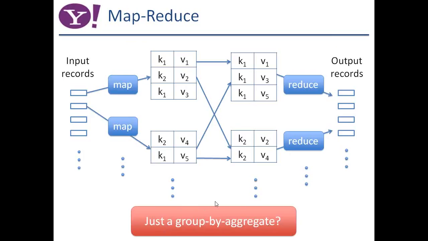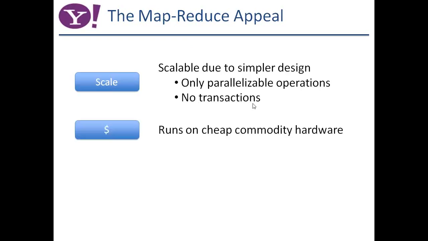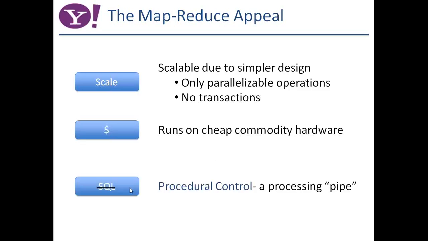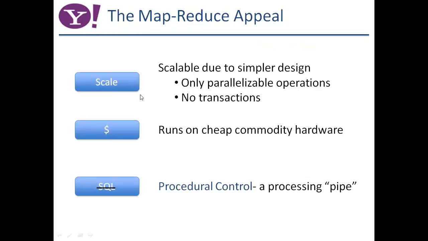Group by aggregate. If I want to do something called a group by aggregate, that is not possible, right? If I want to group records, or apply aggregate calculations, this is something which is not possible with the help of your MapReduce. It is scalable only due to the simpler design, and it runs only on cheap commodity hardware. And the next thing is SQL. It is not SQL, but it is nothing but a procedural control processing pipe. This is not SQL here. Okay, these are the advantages you have with respect to the MapReduce model.